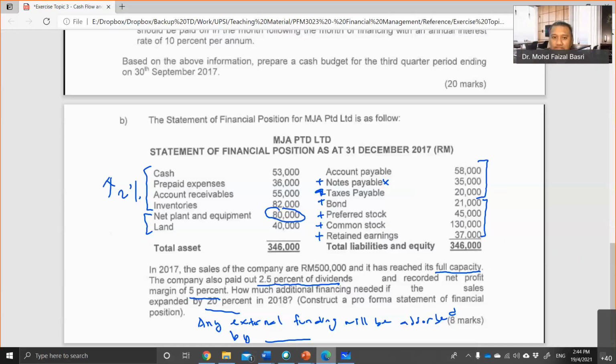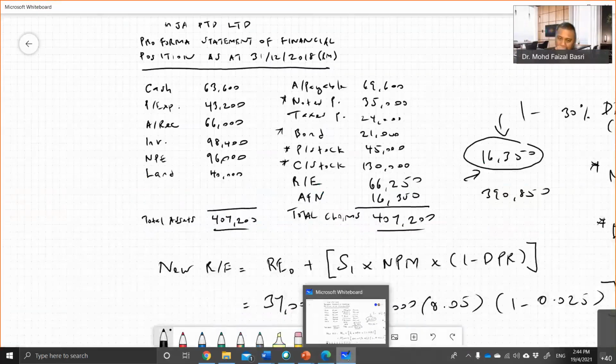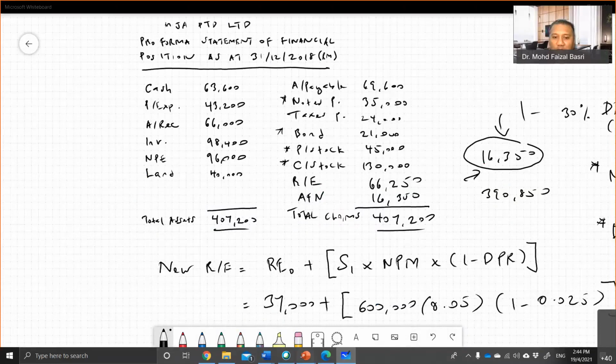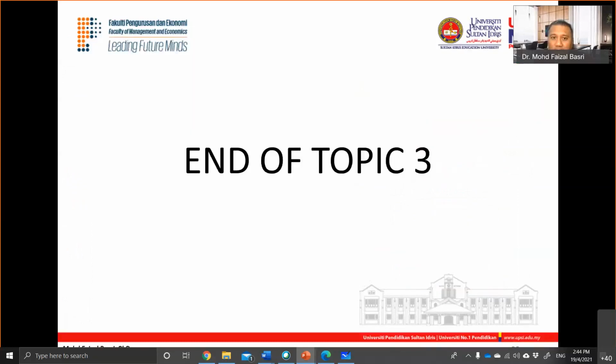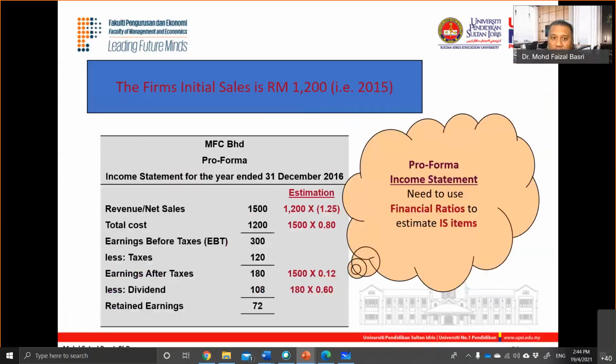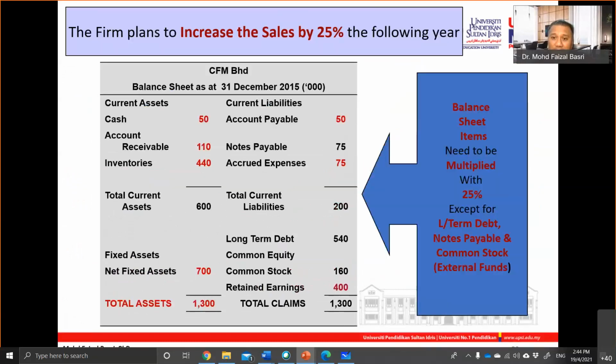Okay, anything else? Okay, so basically that would be the end actually. It's just that we didn't have time to finish last week. Our topic number 3. Okay, it ends with our Proforma statements, especially balance sheets.